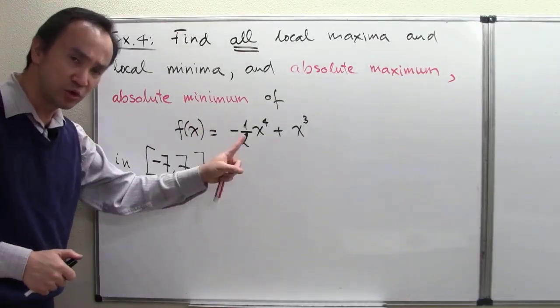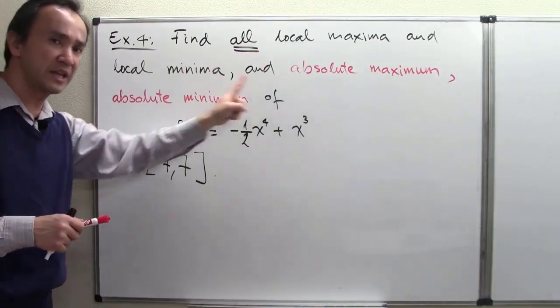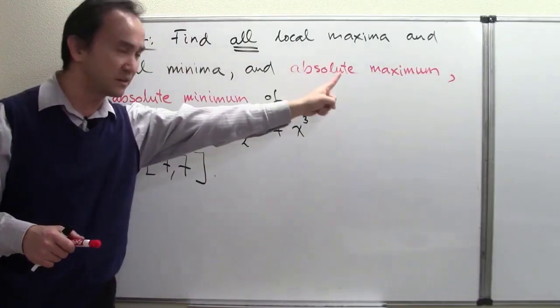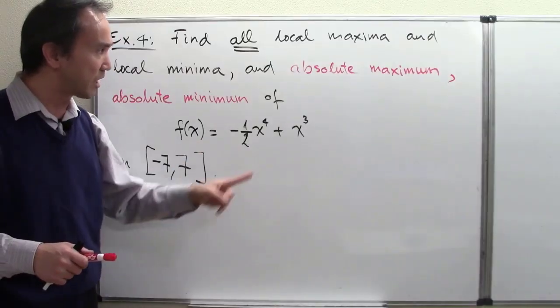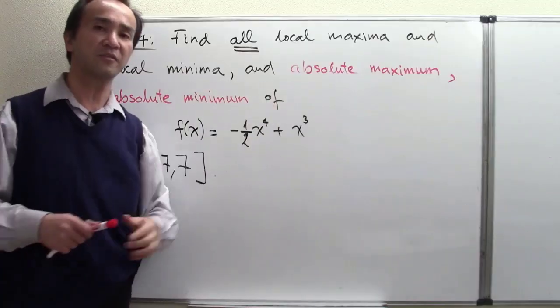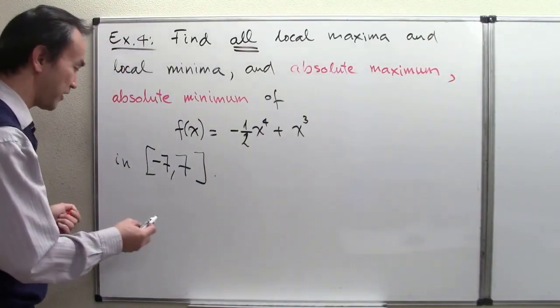Let's just do the usual work, because in the end we have to find local maxima and local minima, and then at the end find the absolute maximum and absolute minimum. I will explain what it means as we go through the problem. Right now those are new terms, so that's why I'm indicating them with the red ink. Okay, so go ahead and find the critical values.